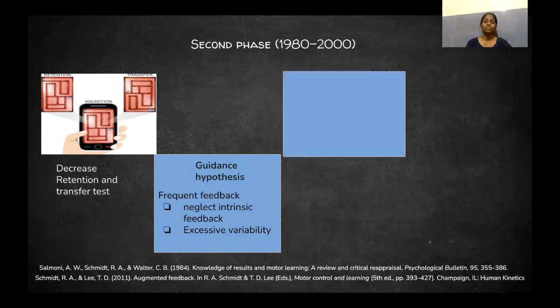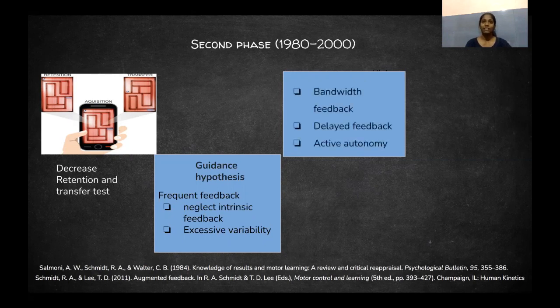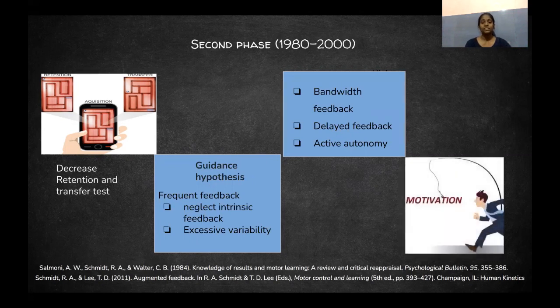When there is a reduction of frequent feedback, it shows better motor learning. In bandwidth feedback, there is a decrease of movement variability, which shows better motor learning. When comparing delayed feedback and active autonomy with frequent and immediate feedback, delayed feedback and active autonomy have a better outcome. And there is converging evidence to tell that feedback has not only an informational role, but also a motivational role.